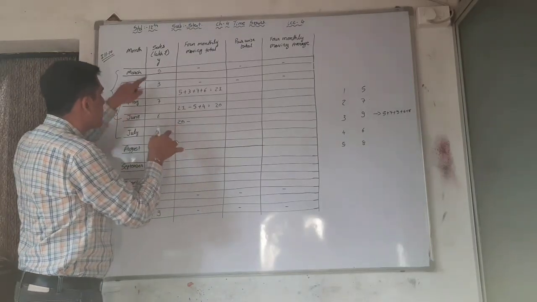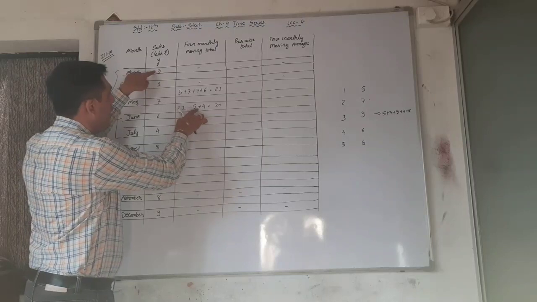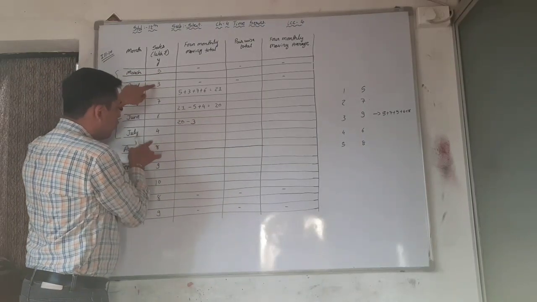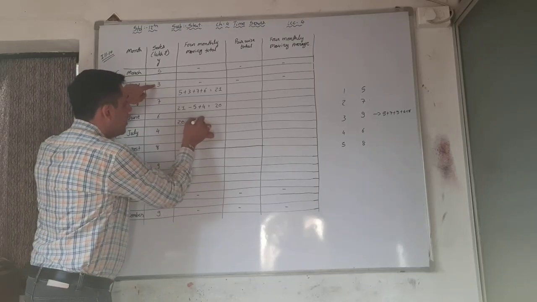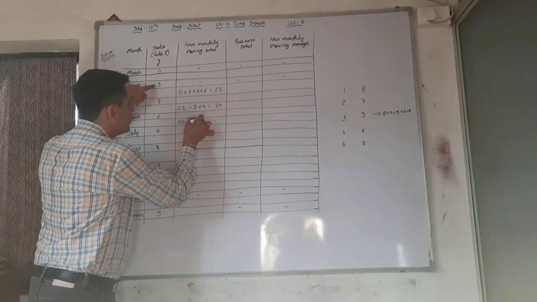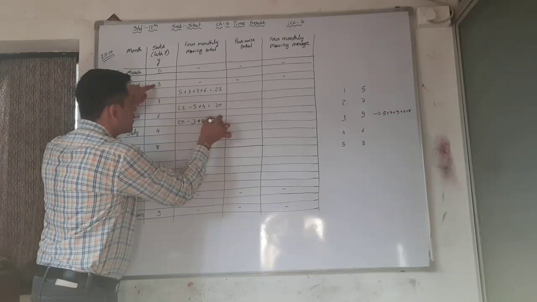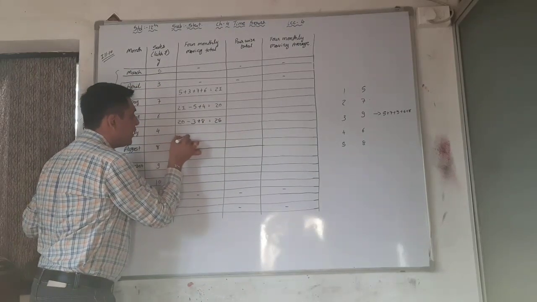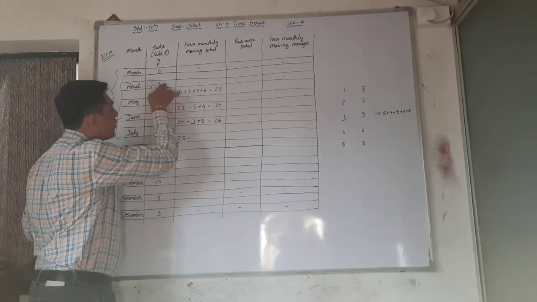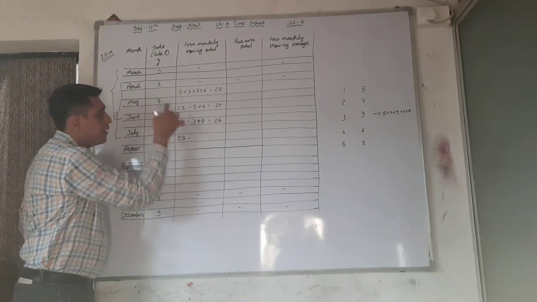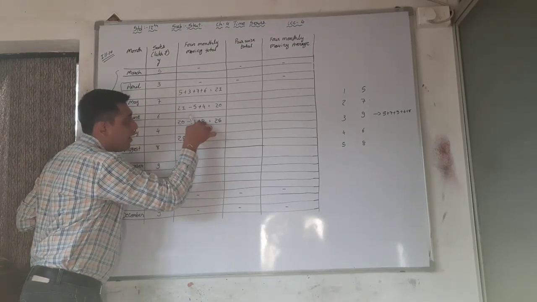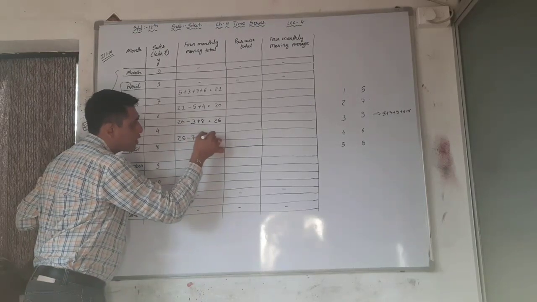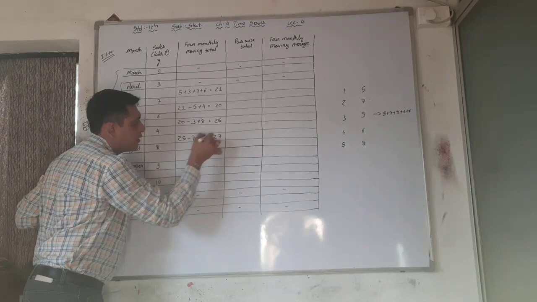Next, 20 is here. We have to subtract. First of all we subtract 5, then we subtract 3, and we add 4 and 8. The total is 25. Next one, 25 minus, after 3, we have to subtract 7, and after 8 we have to add 9. That's why the total is 27.